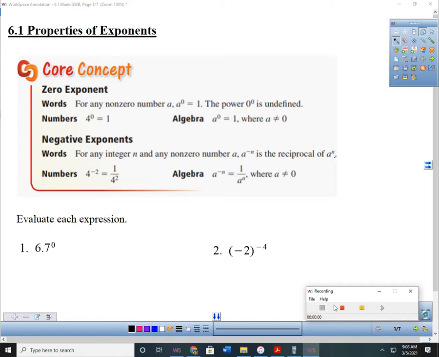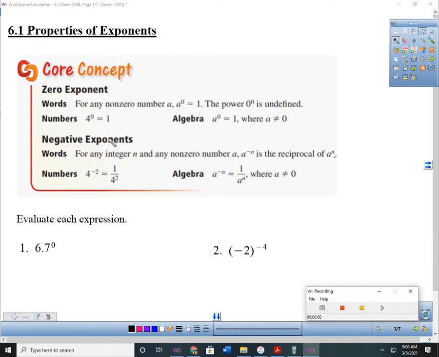Talk about the properties of exponents. For any non-zero number, if we raise that to the 0 power, it equals 1. Okay? Any number raised to the 0 power equals 1. So if I say 5,000 to the 0 power, that is equal to 1. Okay? 5 million to the 0 power, that is equal to 1.